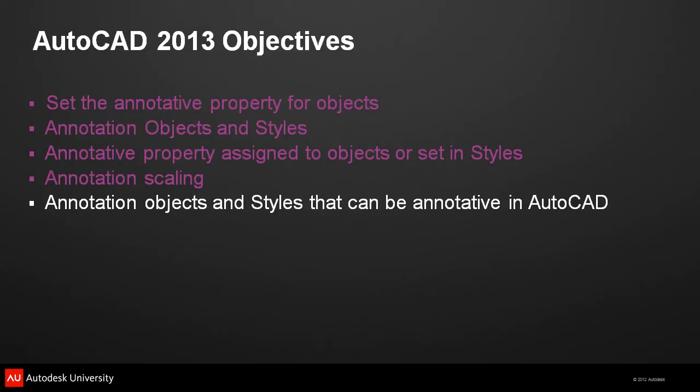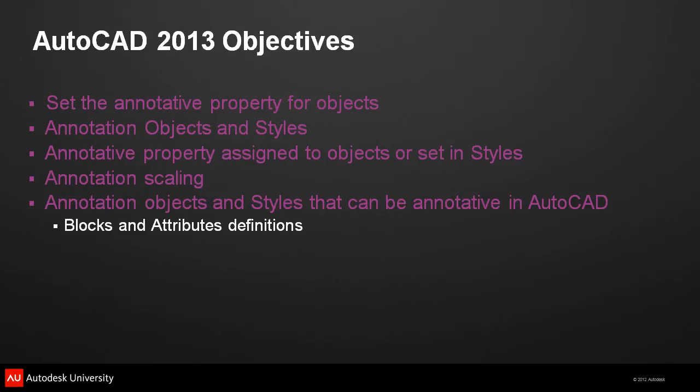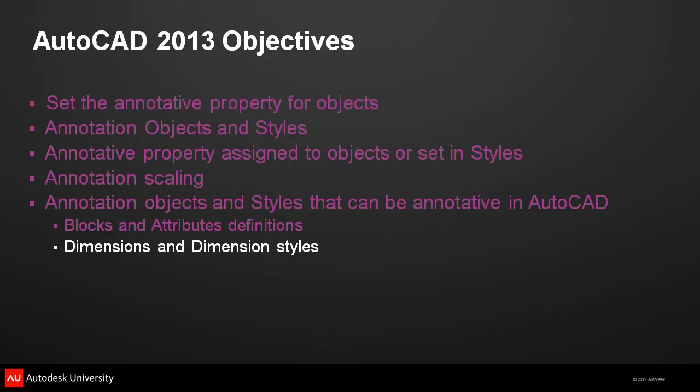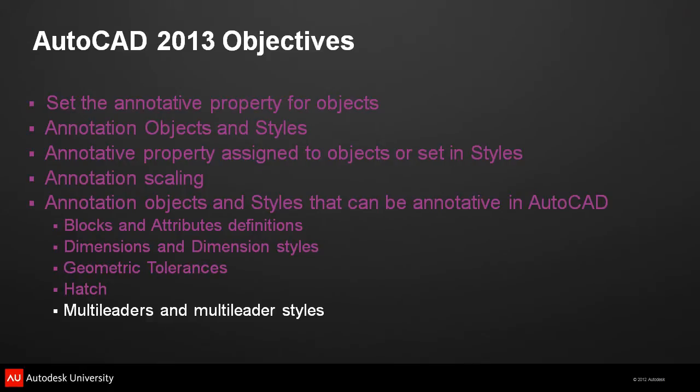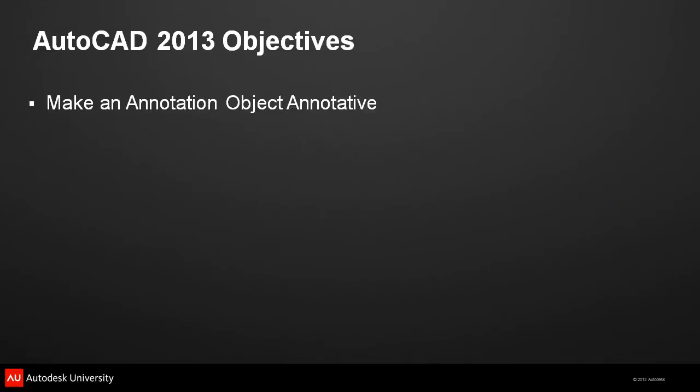So annotation objects can be annotative. And which are they? They're blocks and attributes, dimensions and dimension styles, geometric tolerances, hatch patterns, multi-leaders and multi-leader styles, text, multi-line text, and text styles. So let's step back for a second. If we have a drawing that's 10 years old, or even a drawing today, text styles or dimension styles or multi-leader styles may not be set to be annotative.